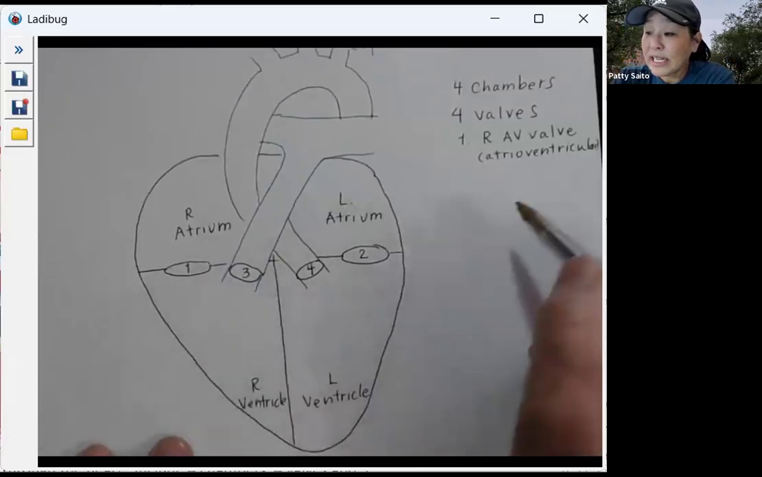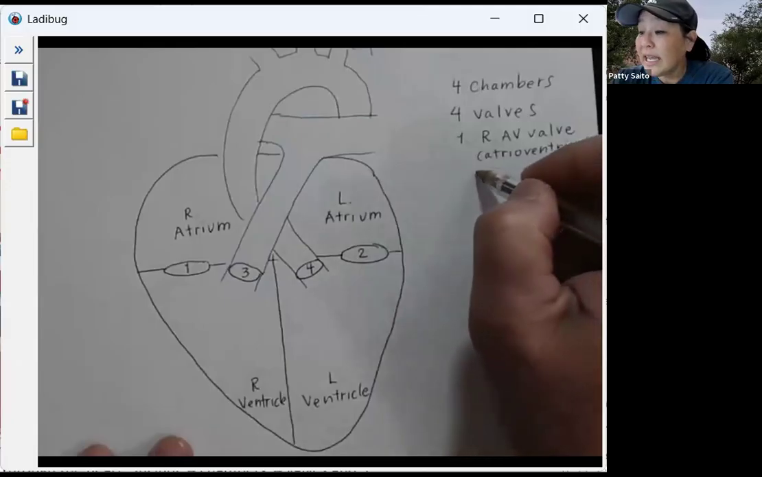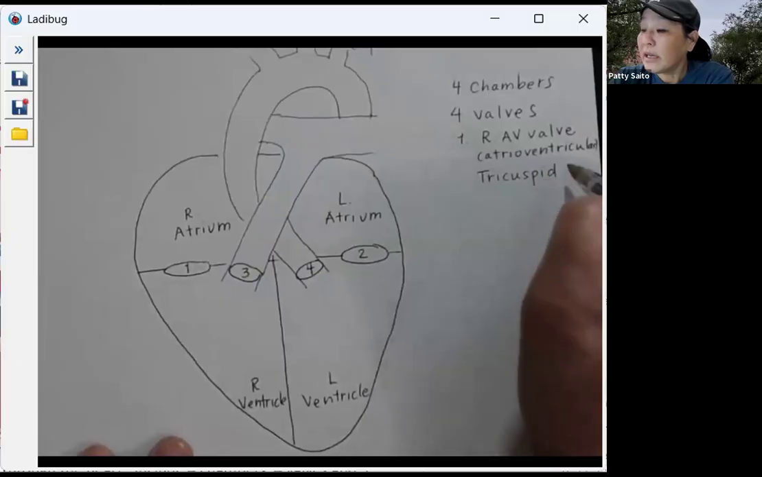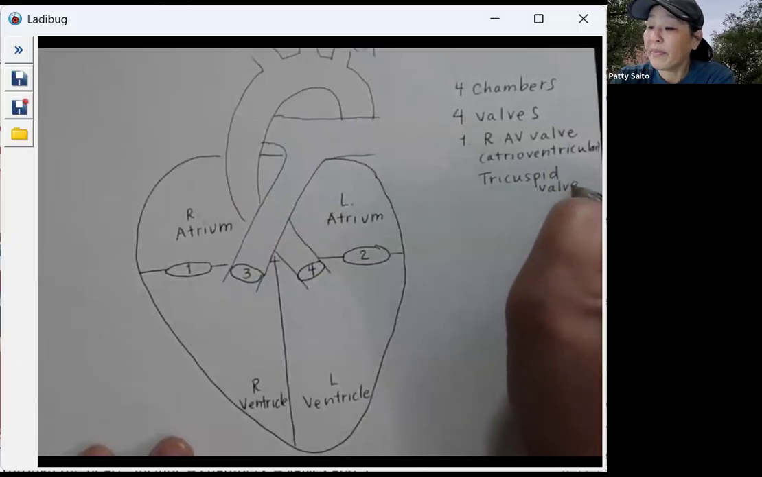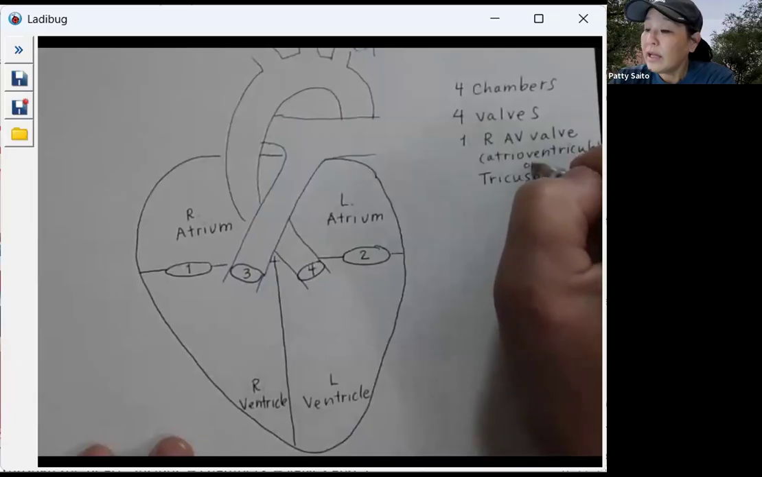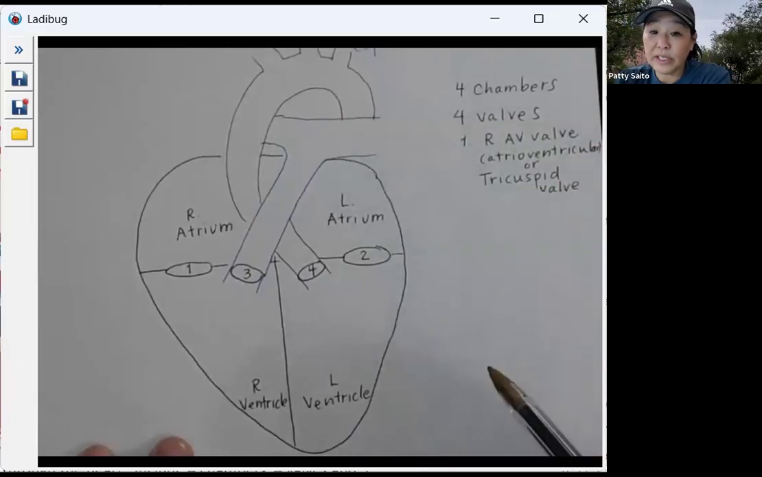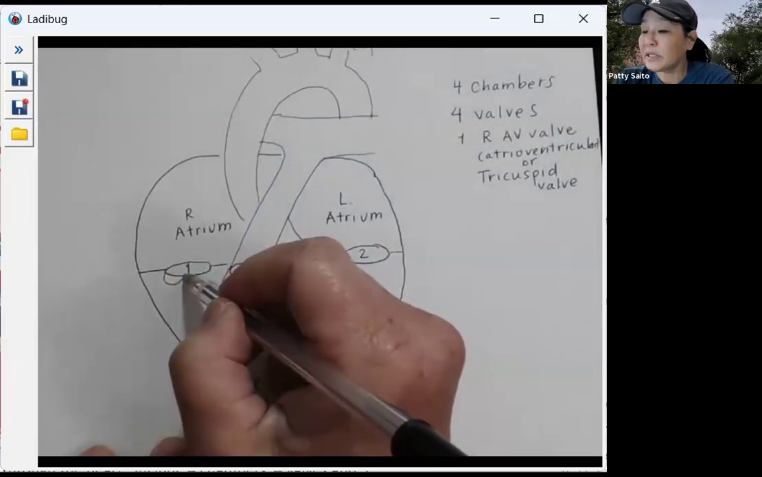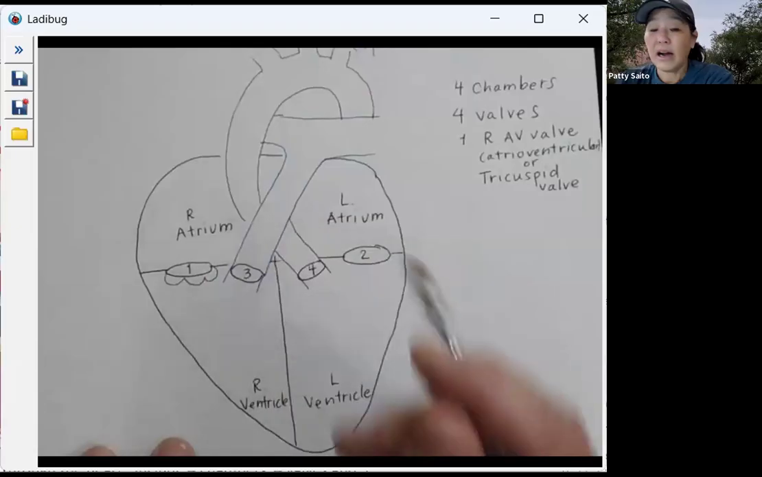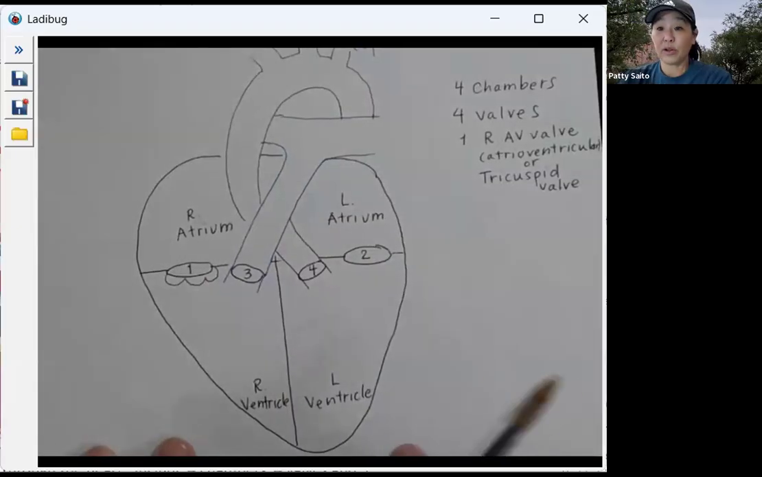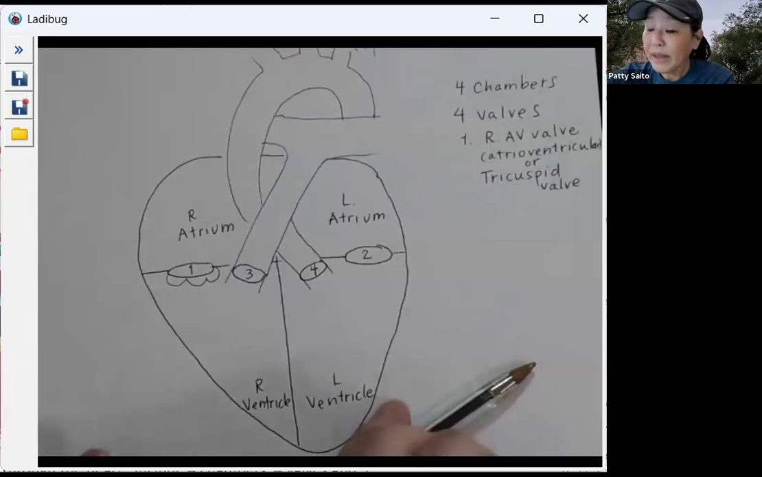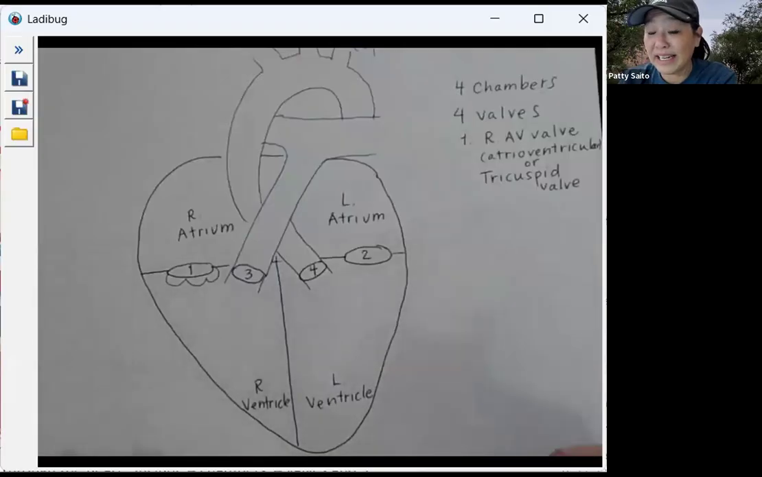All right. There's another name for this, the tricuspid valve. Okay, so tricuspid is often used. And what does it mean? It means it has three cusps on that valve. So it's kind of flappy. There's flaps to them. So there's three flaps on that. And we'll talk about why there's flaps on it.